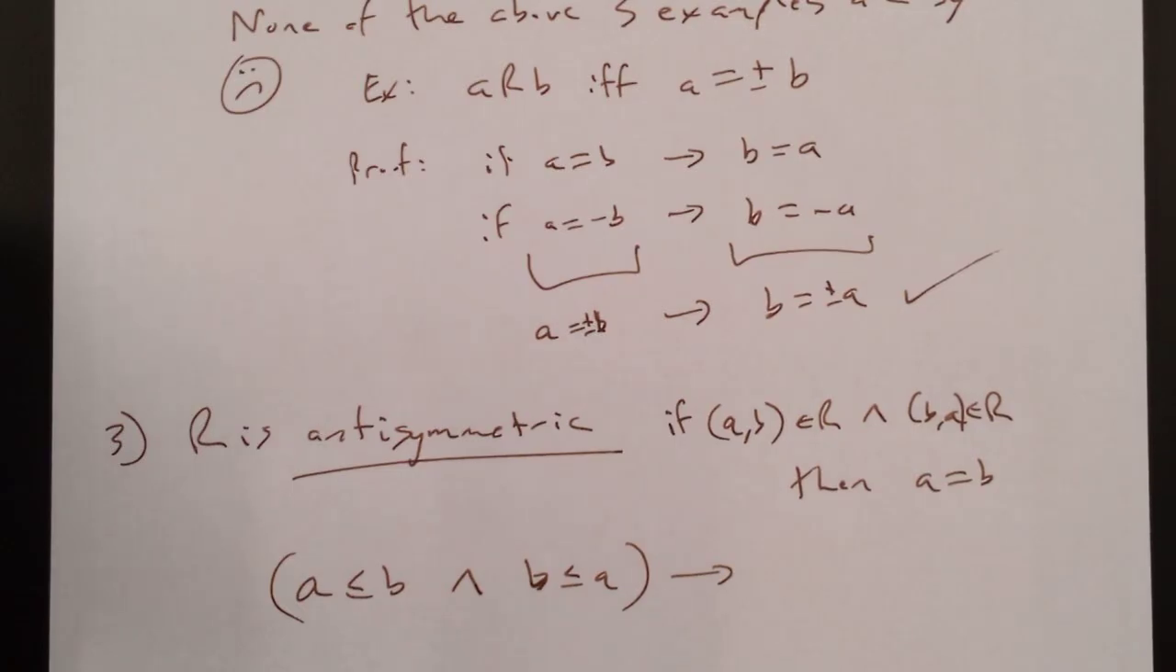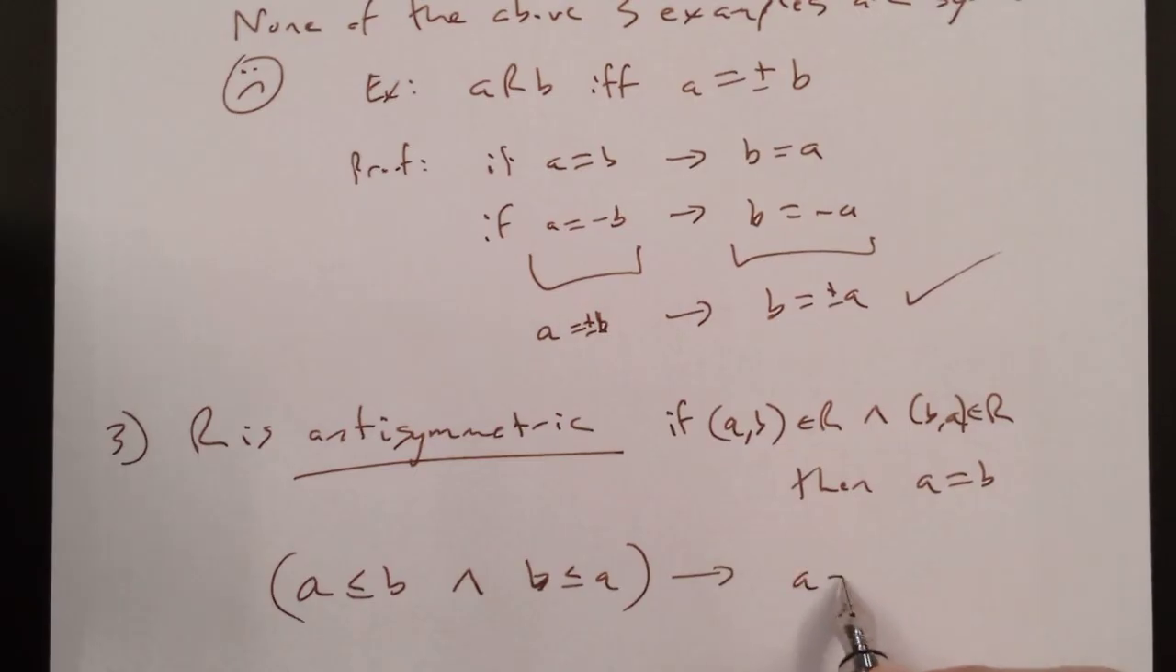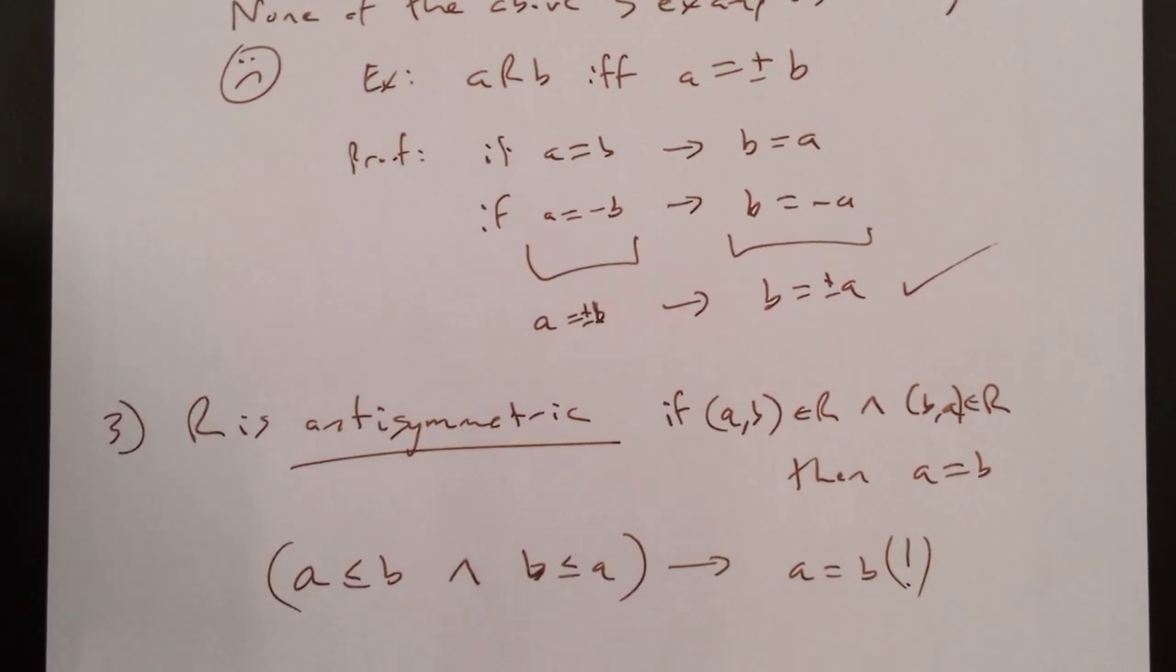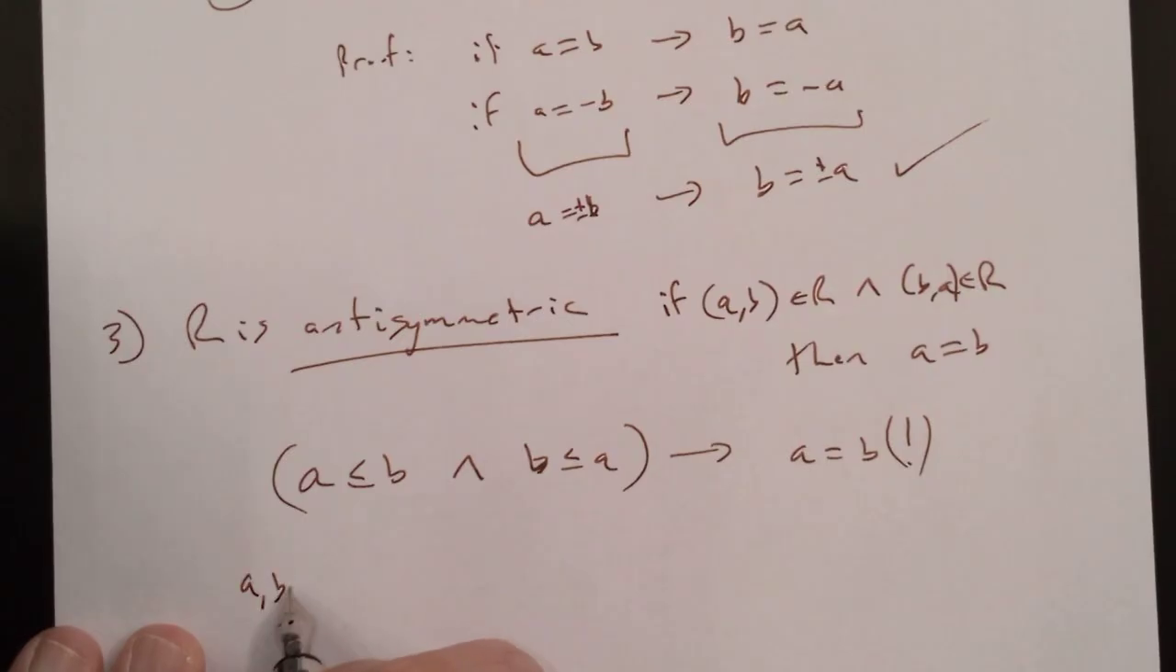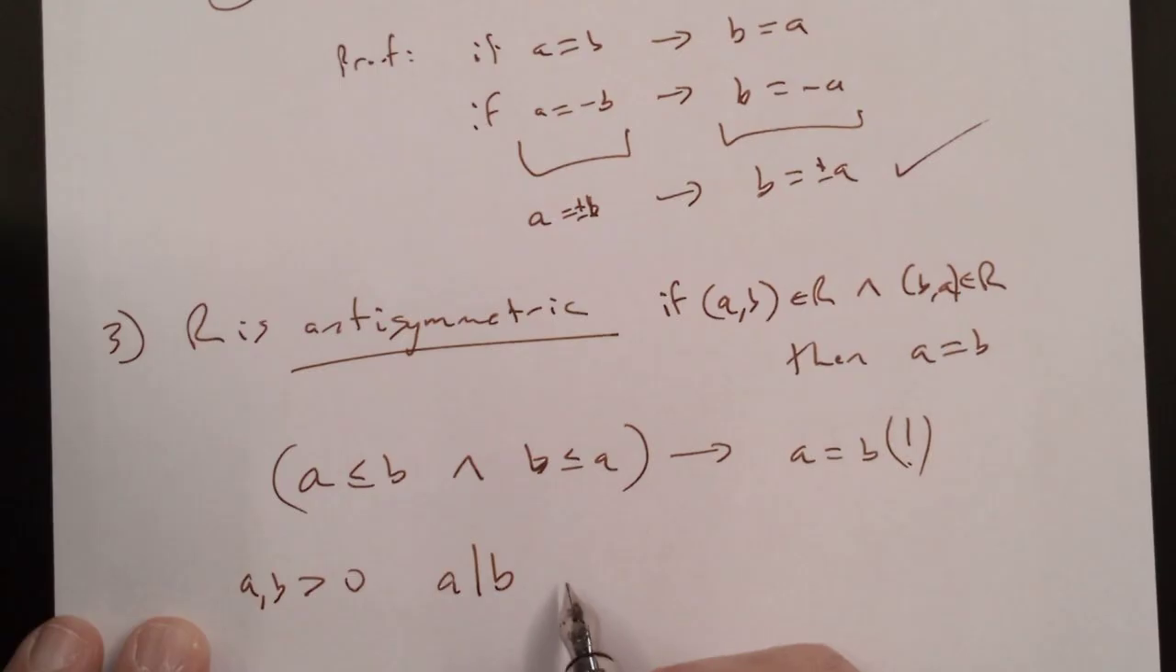I've got two spots on the number line. A is to the left of B, or it's on it. B is to the left of A, or it's on it. The only way that's going to both work at the same time is if they're exactly in the same spot. If I only think of positive numbers, then it turns out that divisibility is anti-symmetric.